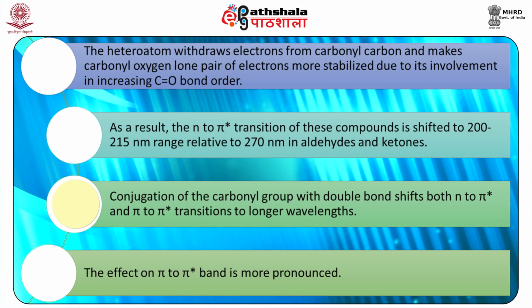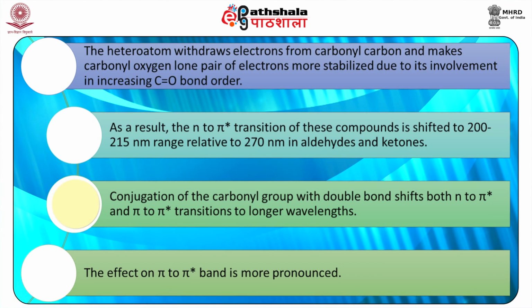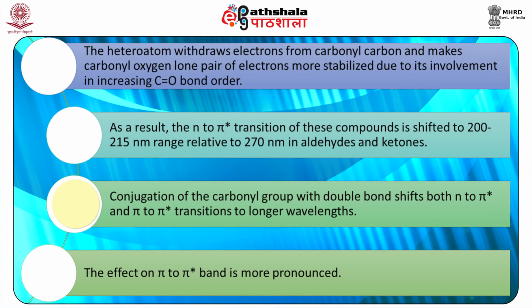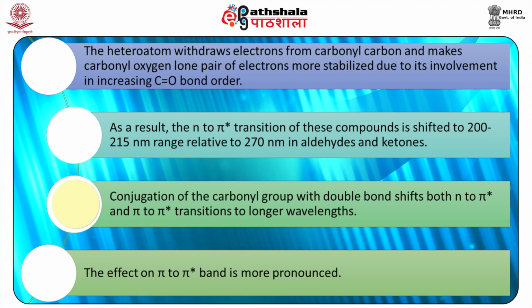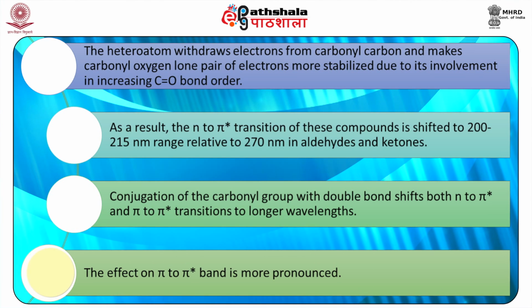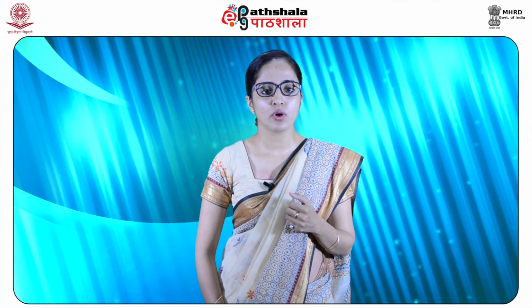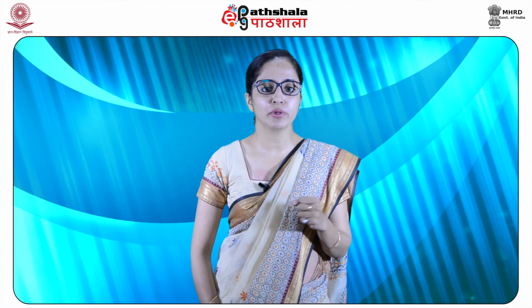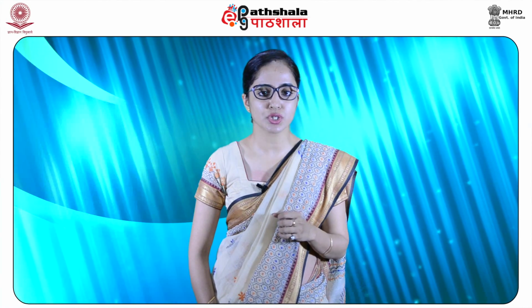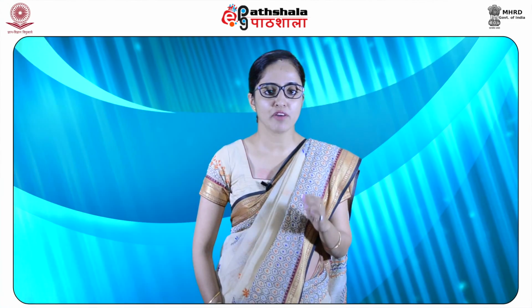Now moving on, conjugation of the carbonyl group with a double bond shifts the n to pi star transitions as well as the pi to pi star allowed transitions to longer wavelengths. The effect on the pi to pi star band is more pronounced than on n to pi star. Now, there are Woodward-Fieser rules, that is the empirical rules to calculate lambda max for these systems. Woodward formulated rules to predict the position of an absorption maximum in an unknown enone. These rules have been summarized.